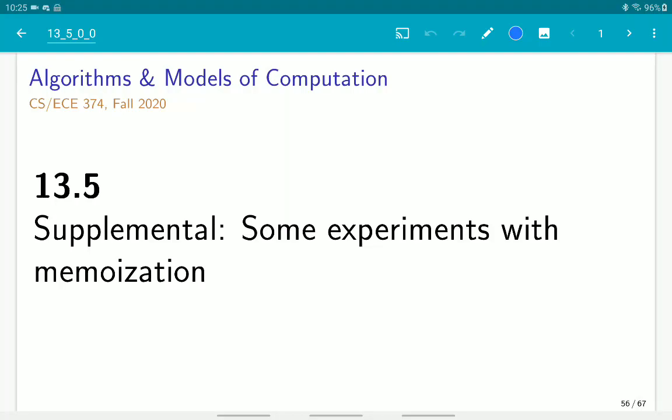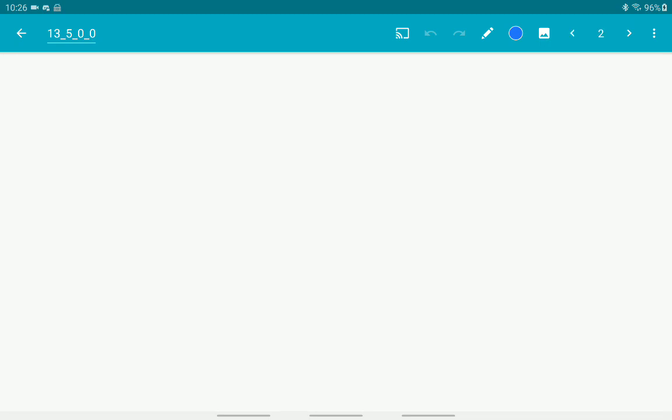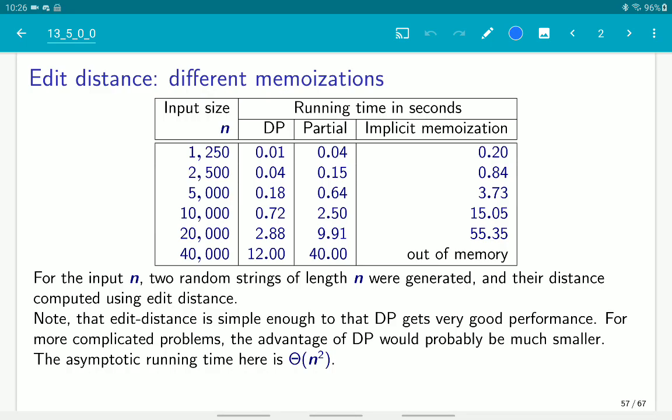Okay, so I wanted to tell you a little bit about some experiments I did implementing this stuff, to give a feeling of these three different approaches we have, right? So what are the three approaches? We have implicit memoization, explicit memoization, and dynamic programming, right? And we kind of know that their performance is going to be ordered more or less in this relation.